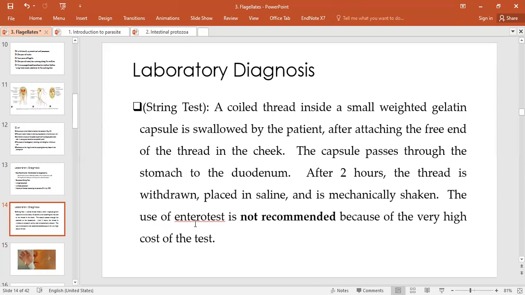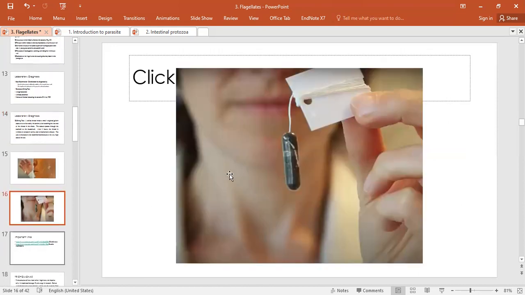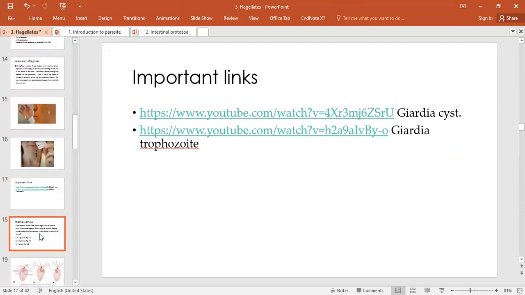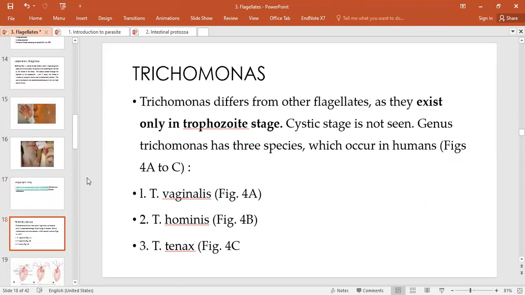The use of the Entero test is not recommended for the high cost of the test. Here's the shape of that weighted capsule. We have two links here, the Giardia cyst under a microscope. The other link describes the Giardia trophozoite. You can see that online, clicking on it.